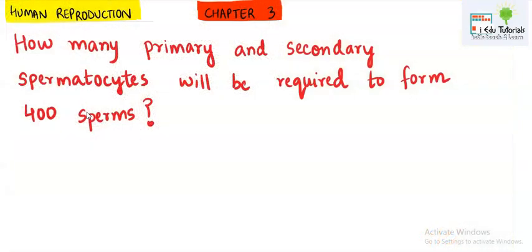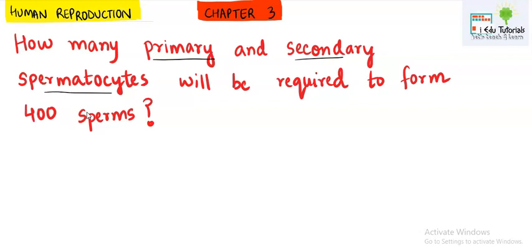Now herein I have taken a problem from chapter number 3, human reproduction, and this problem is related to spermatogenesis. If you have not watched my video yet on spermatogenesis, before coming to this problem, please do watch it. It will help you in understanding much. Now, to understand this question, we must know what are primary spermatocytes and secondary spermatocytes, because the question is asking how many primary and secondary spermatocytes will be required to form 400 sperms.